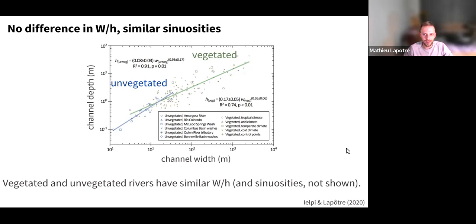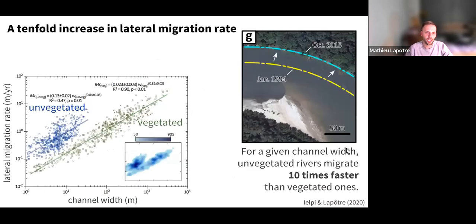Now, we also looked at sinuosity and did not detect any significant differences. Next, we measured and compiled the lateral migration rates of both vegetated and unvegetated rivers from historical satellite imagery. And here the story is actually fairly different. Although both vegetated and unvegetated rivers display a clear correlation between migration rate and channel width, which you can see here in the plot, unvegetated meandering rivers migrate about 10 times faster than vegetated ones for a given channel width, almost a full order of magnitude faster.